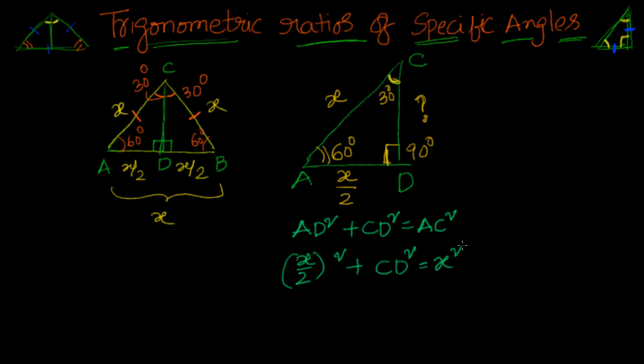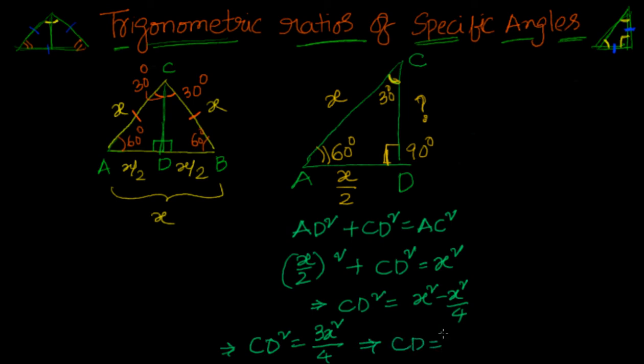AC square is x square, which gives me CD square is equal to x square minus x square by 4. That is nothing but CD square is equal to 3x square by 4. And this gives me CD is equal to root 3x by 2. Now I know this is nothing but equal to root 3x by 2.